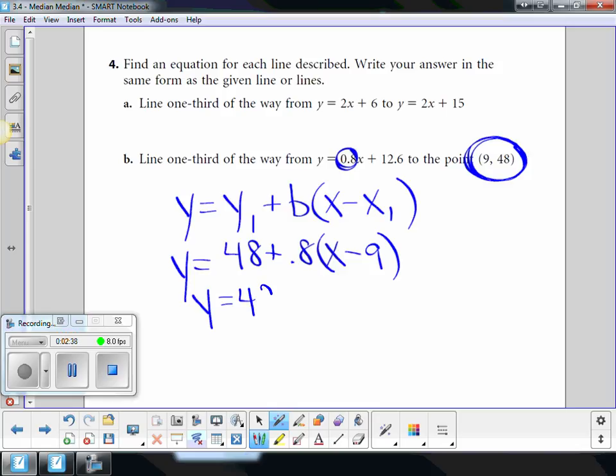We're going to distribute the 0.8. That gets 7.2. 72 with a decimal point. 8 times 9 with a decimal point right here. Okay. Next, combining like terms, 48 minus 7 is 41. Minus another 0.2 would be 40.8.